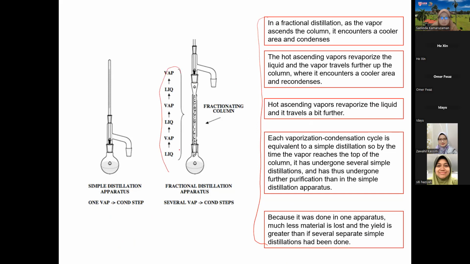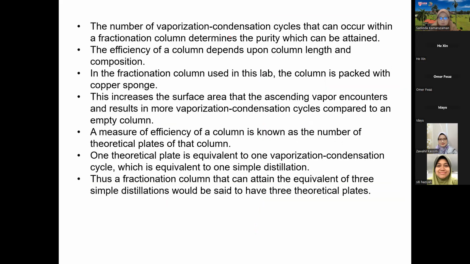So this is the meaning of the cycle that I talked about, which refers to the theoretical plate. The vaporization-condensation cycle means one set of equilibration happening in the distillation. This is in the fractional column. The column is packed with copper sponge, or the other one I already explained, glass beads. The function is to have a cooling process happen in the fractional column, so that it goes through several steps, keeping repeating the cycle.